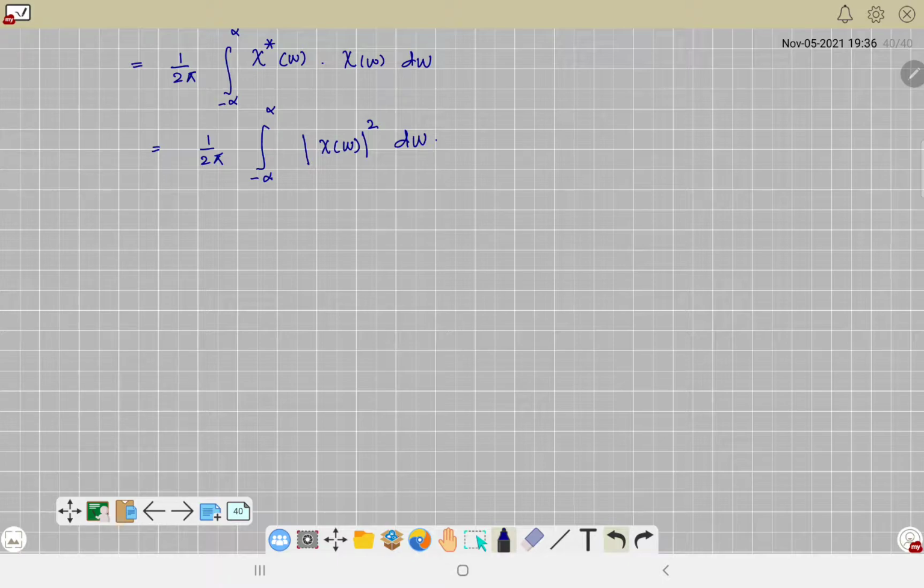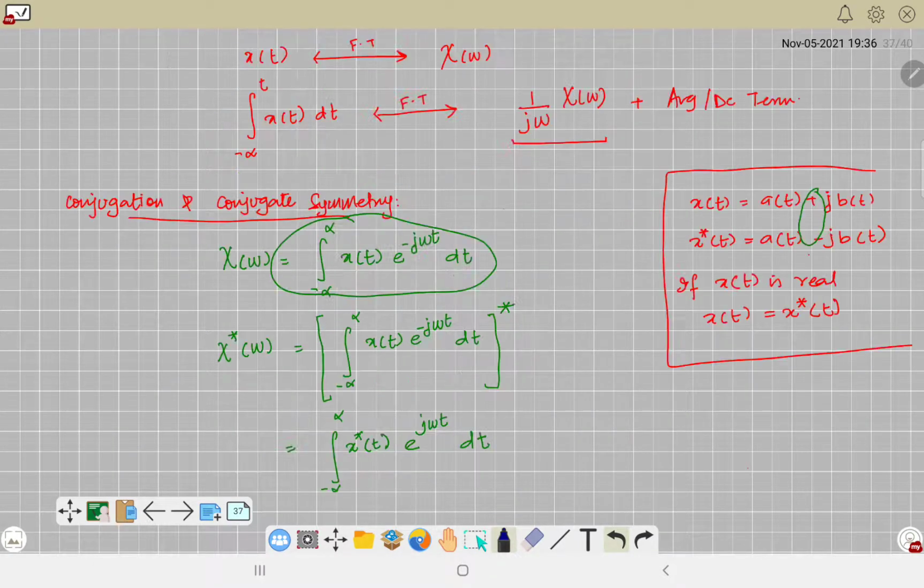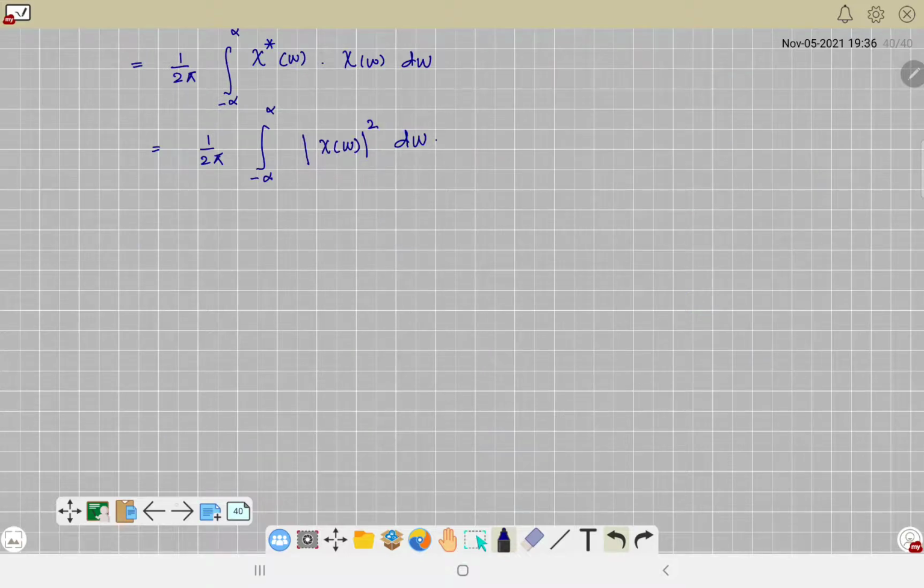Okay. This is a very important relationship because it relates the total energy content in the time domain to the total energy content in the frequency domain. Like I said, you will learn about the physical significance of this particular property of this particular relation in your communications. Okay. So these are some of the important properties of the Fourier transform.